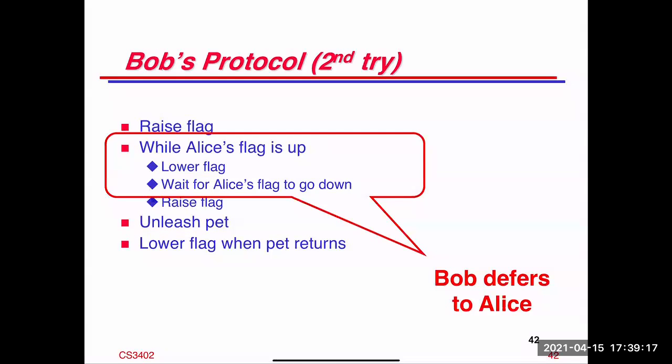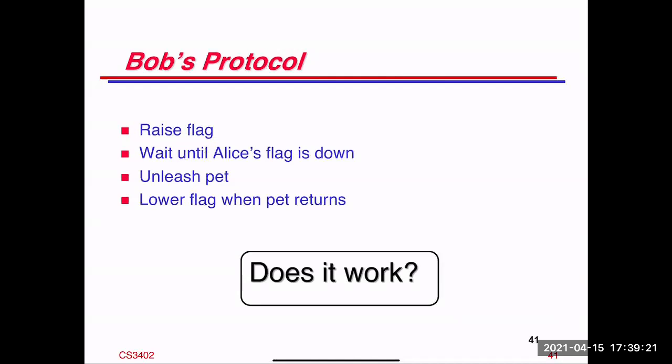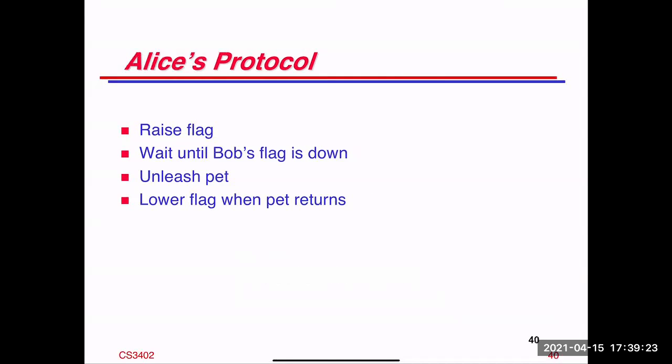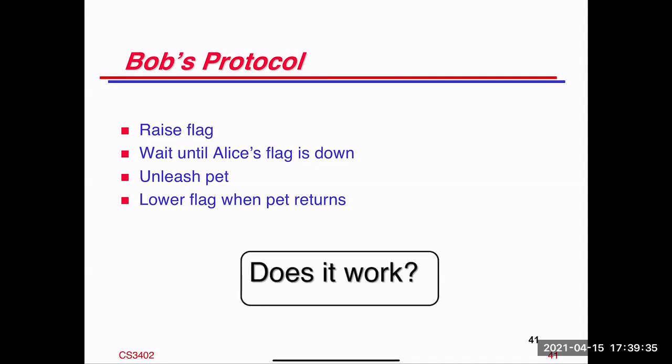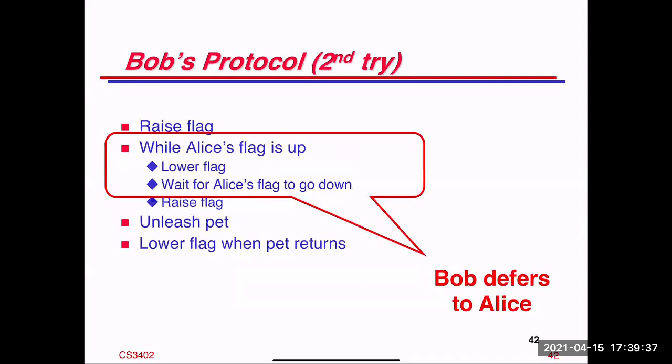Okay, so there's a question. So they raised their flag initially. Yes, right. So this was the protocol, right? So first, both of them raise their flag, then Alice waits until Bob's flag is down, and Bob waits until Alice's flag is down, and only then they unleash their pet. And this unfortunately leads to a deadlock. So let's change Bob's protocol in the following way.